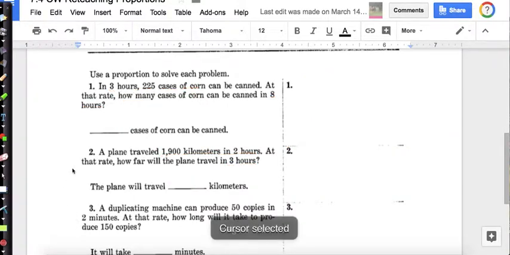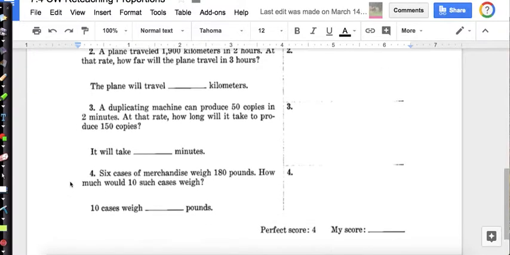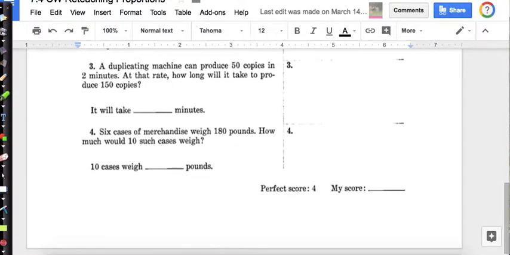Okay, welcome back if you paused the video. And if you didn't, you were already here. Okay, a duplicating machine can produce 50 copies in 2 minutes. At this rate, how long will it take to produce 150 copies? Now, I'm talking about copies in minutes here. So I know that it can do 50 copies in 2 minutes. So I'm going to write that as a ratio. So copies over minutes.